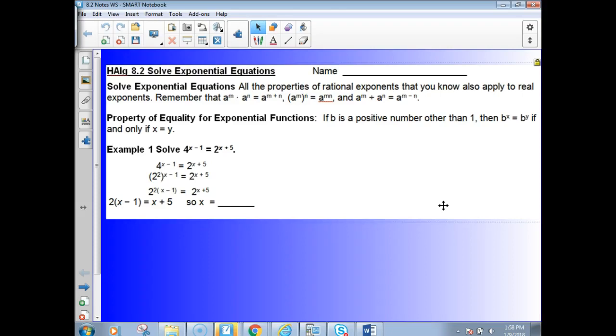Okay, we're talking about solving exponential equations today. This is section 8.2. One thing that would be nice, if you still have the little chart that had the powers of 2, like 2 to the first, 2 to the second, 2 to the third, 2 to the fourth, 2 to the fifth. If you've got that green cardstock, it might be helpful for you.